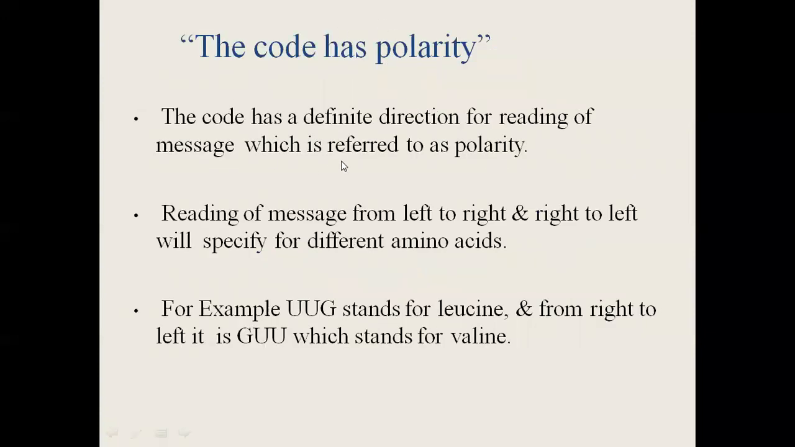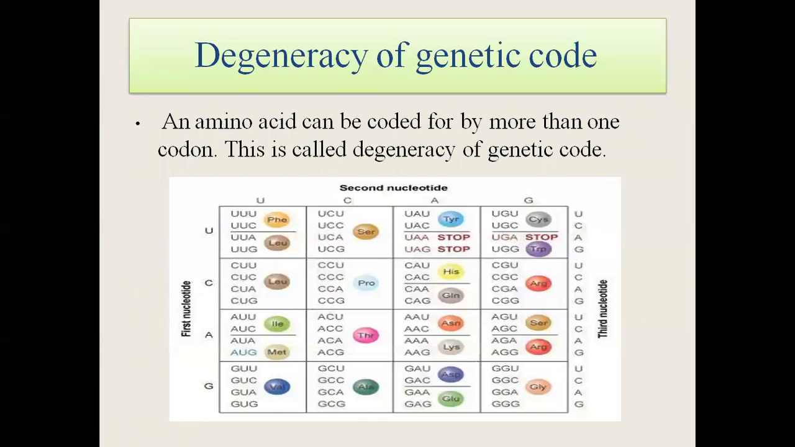So the code has polarity. The polarity is also a little bit important. You can see the degeneracy of the genetic code; degenerate genetic codes are also important. So I hope you now understand the genetic code, what the stop codons and termination codons are. We will discuss the importance of the genetic code in the next tutorial video. Thank you.